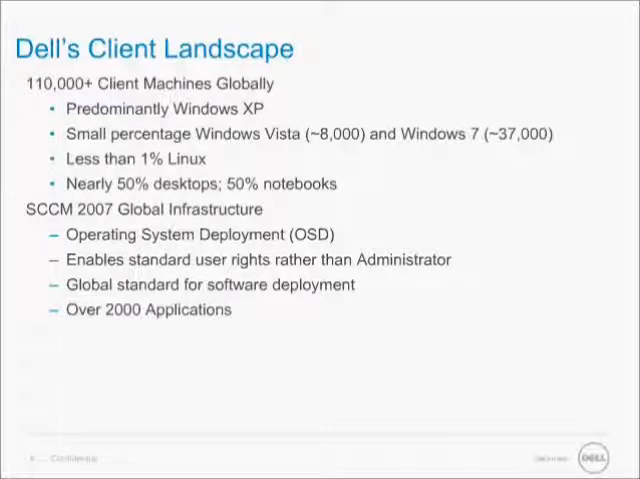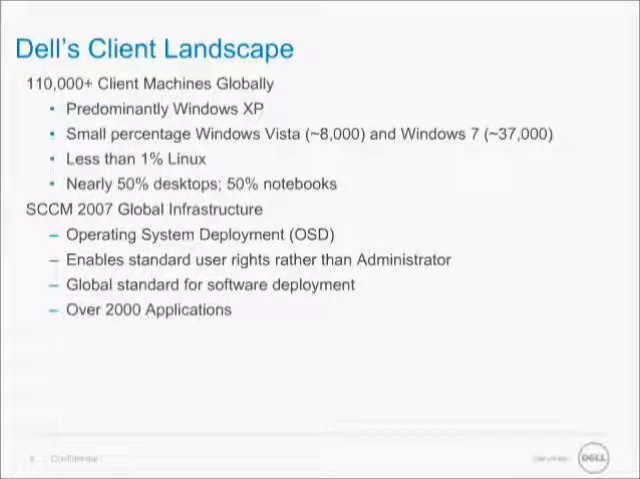The first thing is Dell has about 110,000 client machines globally, and right now we have mostly XP, but our Windows 7 adoption is growing rapidly. You see there we're about 37,000. I checked earlier, we're almost at 38,000 today. A few Vista and just a smattering of Linux. As far as desktops to notebooks, I think we're just over the halfway mark with notebooks, and that's growing rapidly internally at Dell, which is probably what we're seeing at other places also.